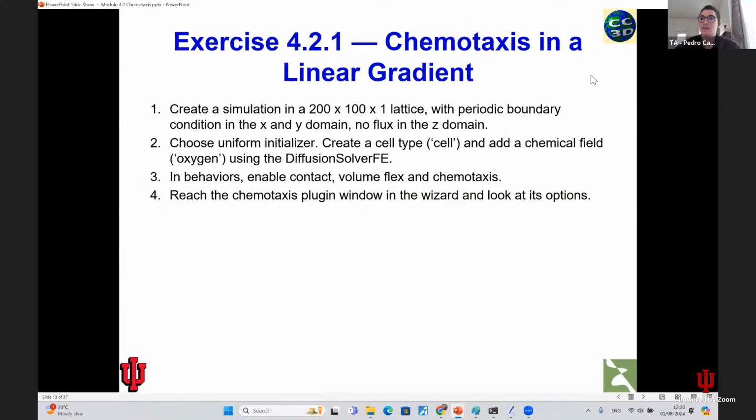So we have an exercise now of chemotaxis, and take your time to do it. I will give you 3 minutes to reach step 4.